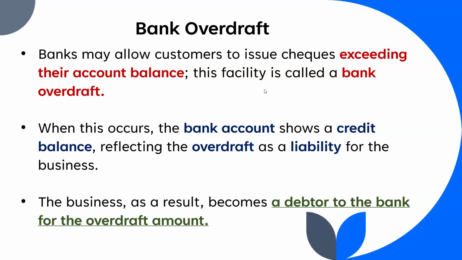So the bank overdraft arises when a check exceeds your bank account balance. For example, if you write a check for 55,000 but your account balance is 50,000, what happens is the bank pays the extra 5,000 on your behalf, and this 5,000 is treated as a bank overdraft. And this is treated as a liability to the business as it has to be paid back. So that amount is called the bank overdraft.